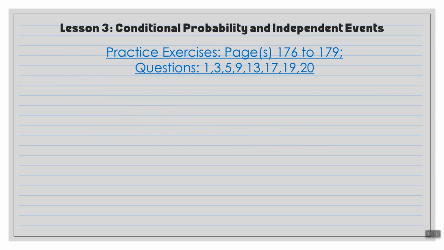So with this example, I'm going to end this lesson. And if you need to do some extra exercises, you can practice the exercises on pages 176 to 179. Look at questions 1, 3, 5, 9, 13, 17, 19, 20. You'll have some questions on independent events and some other questions on conditional probability. I hope that this lesson is clear.